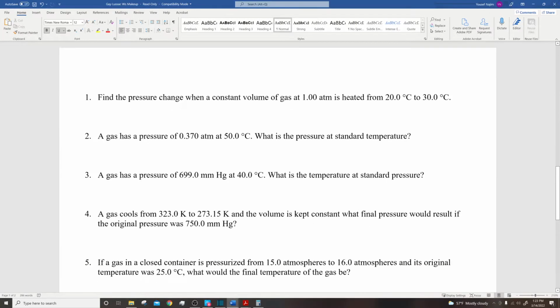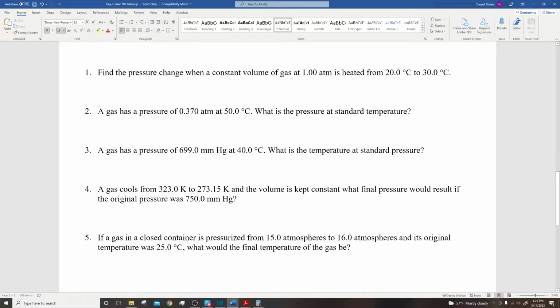I don't think I need to do very many of these, but I will warn you, some of these might require conversions. If they do, you can skip them, but I don't think they will. They look okay to me right now. So I'm going to solve this one right quick just because it's got standard temperature and pressure.